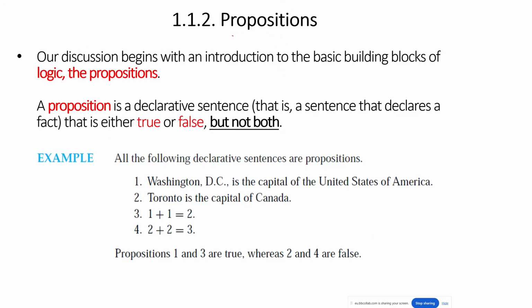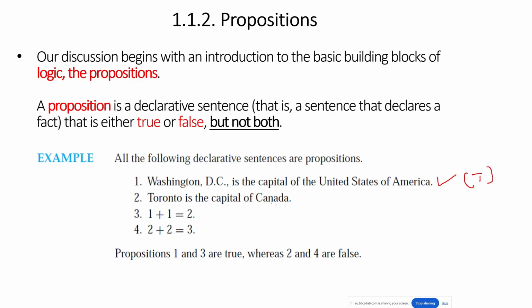So let's talk now about these propositions. What are they? A proposition is just a big name for a statement that can be either true or false. Of course, it cannot be both. So that's what a proposition is. Now, if you look here, these are declarative statements, and which ones are propositions? Washington, D.C. is the capital of the United States. Well, it can be true or false. Yes, then this is a proposition. And actually, it's true.